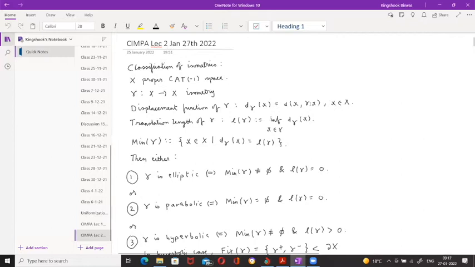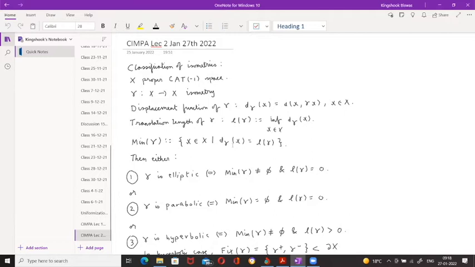Okay. So this is a non-negative function. And so it's bounded below, so we can look at its infimum. And the infimum of this displacement function over the whole space is defined to be what's called the translation length of gamma. This is denoted by L(gamma). This is the infimum of this displacement function, d_gamma. And then we define a set called Min(gamma). So Min(gamma) is the set of points where the displacement function attains its minimum, its infimum. Okay. So this set could be empty. It may not attain its infimum. But anyway, we can still define this set. So this is the set where points move the least.